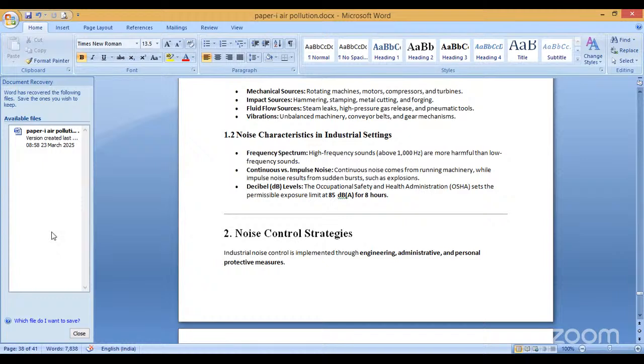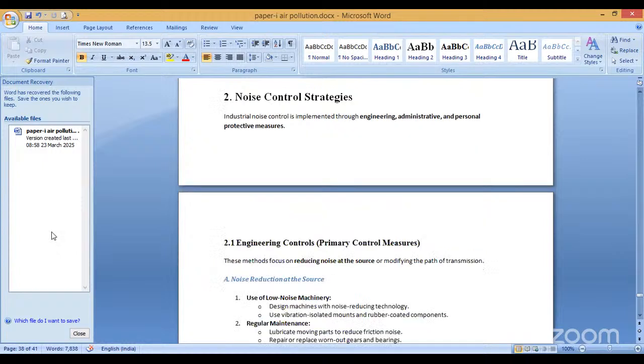OSHA means Occupational Safety and Health Administration. It limits exposure to 85 decibels for sound noise. Noise control technologies: industrial noise control is implemented through engineering controls and personal protective measures. Then next, engineering controls, the primary control measures.